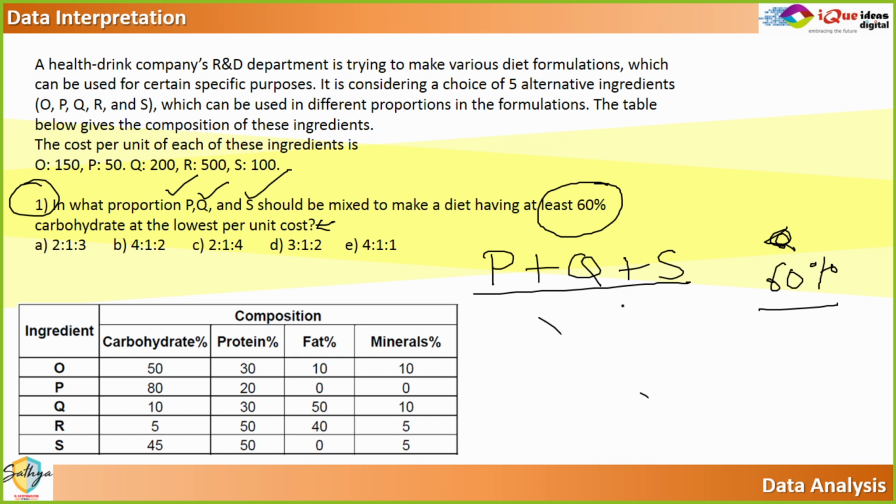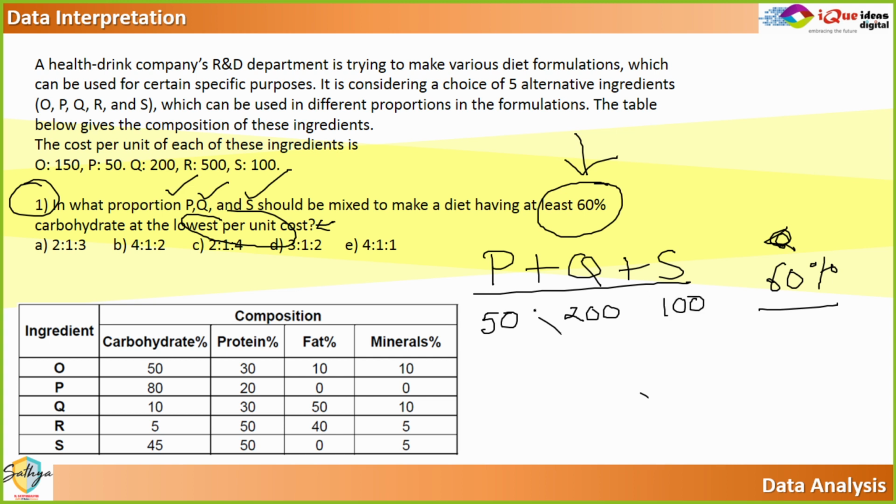See, so it is given that there are three ingredients which I got to mix, P, Q and S. And my requirement is lowest per unit cost along with minimum 60% carbohydrates. So let's first take into consideration the cost. The cost of P is 50. The cost of Q is 200. And the cost of S is 100.